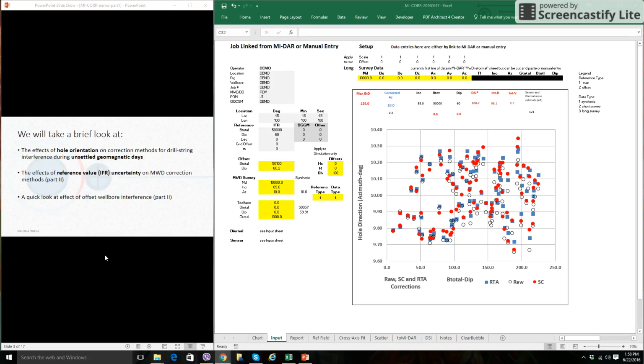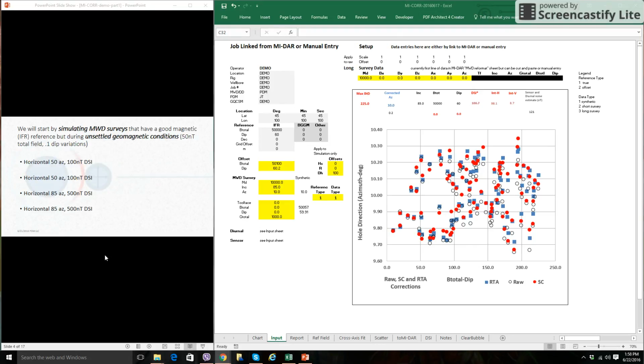In Part 1, we will highlight several but not all real-time management issues. We begin by looking at some simulations of magnetic interference effects on MWD reports for two different hole directions with both minor and significant drill string interference.